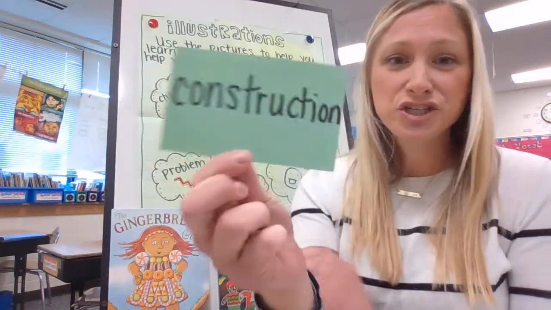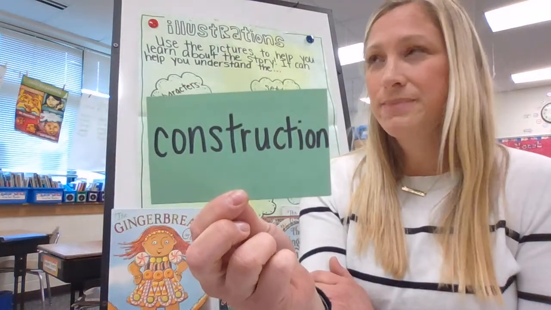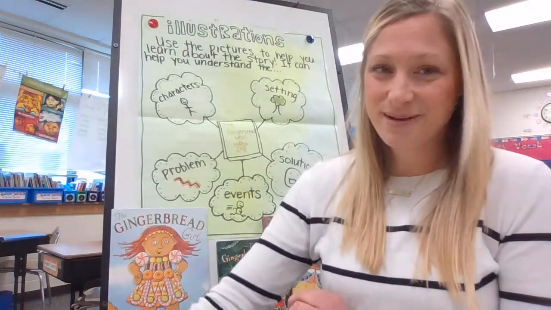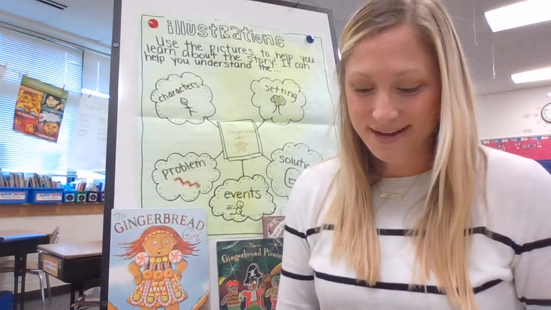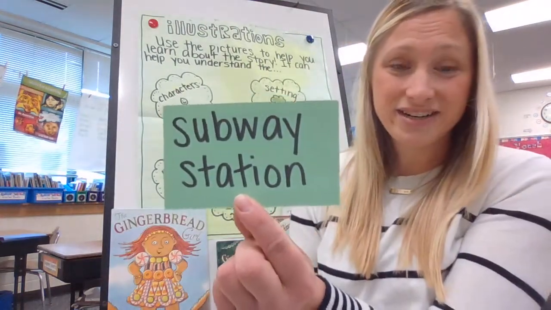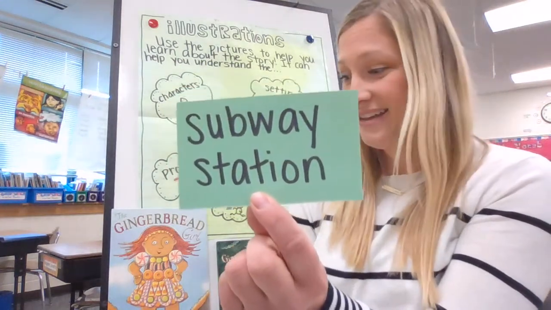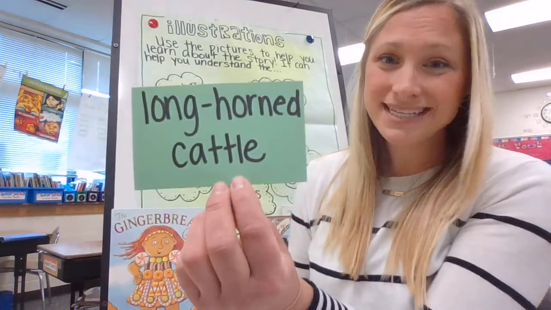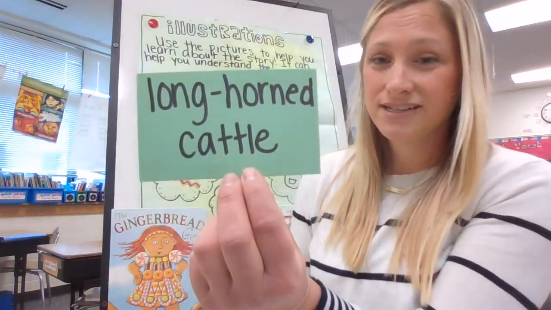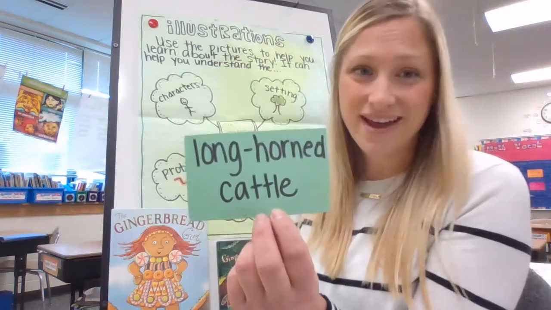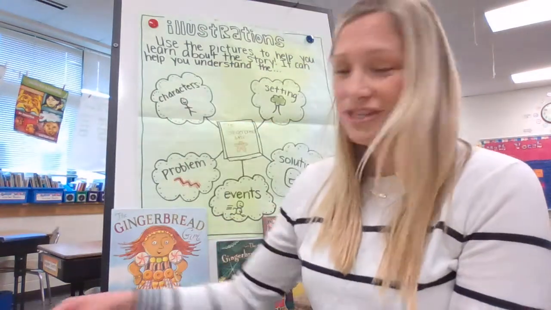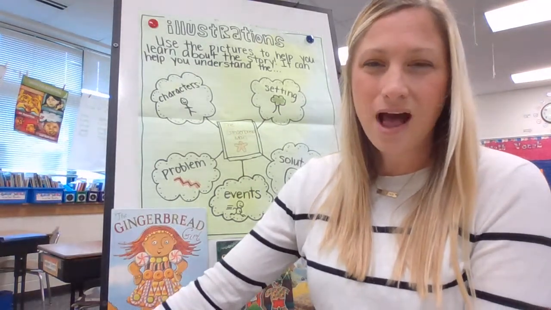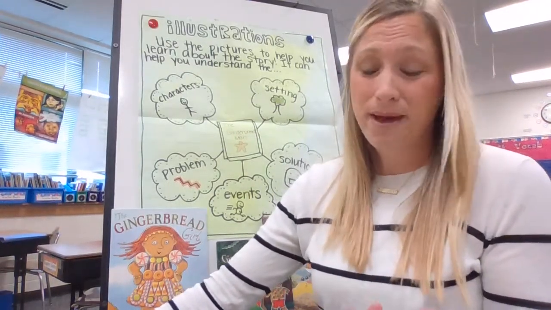All right, construction. Where might you be more likely to find construction? If you said the city, you'd be right. Okay, the next one, a subway station, a train station. That one is going to be in our city. And the last one, longhorned cattle, a certain type of animal. You would find this in the Wild Wild West. Those are just some words that you might find in your text, and they go along with the setting and help you understand the story a little bit better.